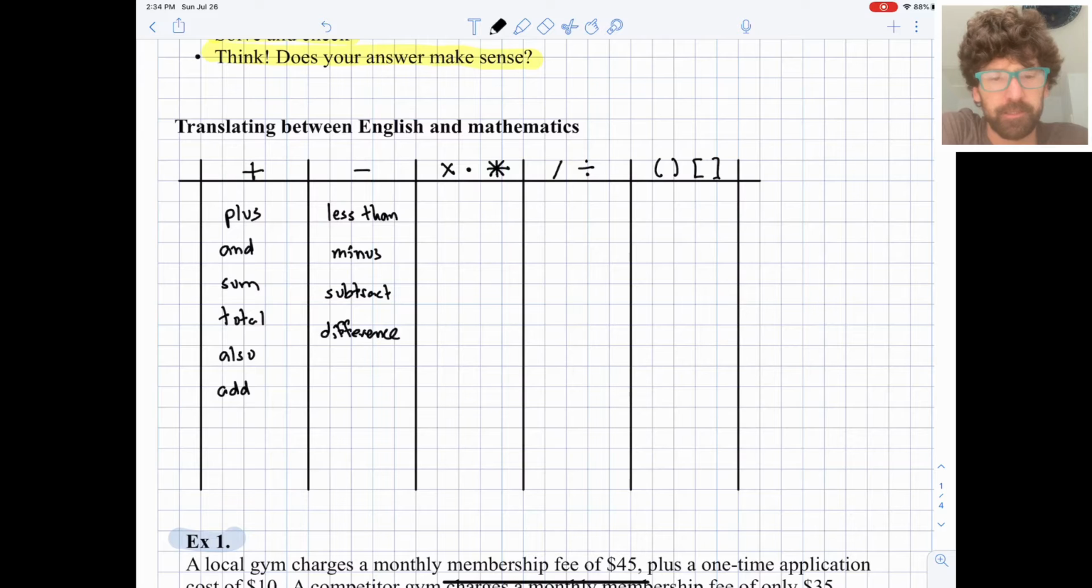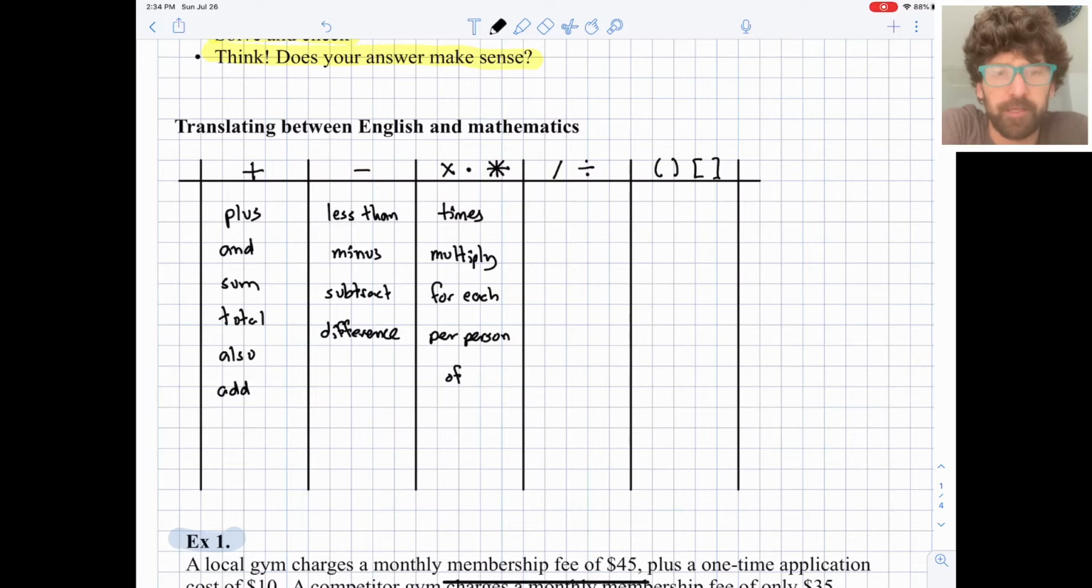For multiplication, in algebra, we often represent multiplication as a dot, so it doesn't get confused with the x we often use as a variable. Obviously times, multiply. I think if you see this phrase, for each or per person, something like that. But my favorite multiplication one is the word of, and that often comes into play with percentages. If you're talking about 25% of something, it means 0.25 times that something. For division, slash or the typical division sign, obviously divide, quotient.